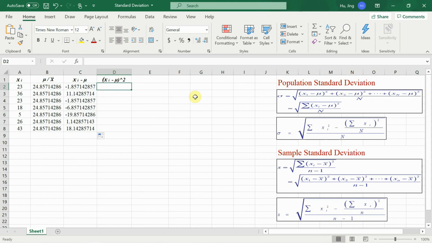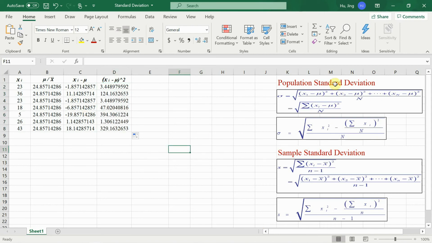Now we need to get the square. So this is this number, then shift 6, then 2, enter. Then you get all the values for the square.